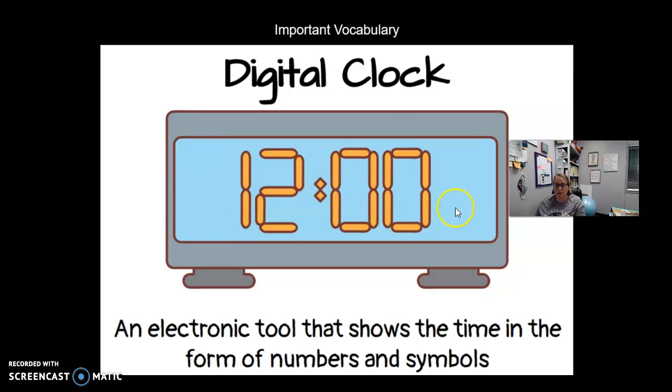So you have the clock face, and you're able to see the hours on the left side, and you're able to see the minutes on the right side. And this colon right here is what separates the hours from the minutes.